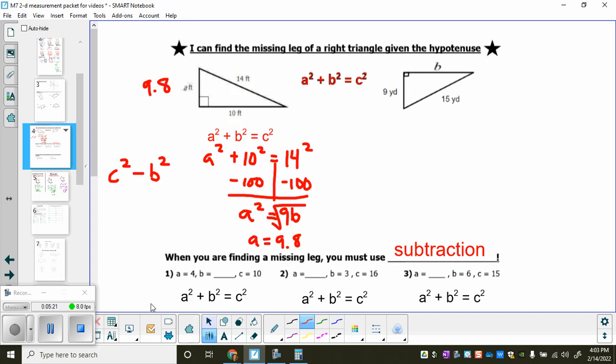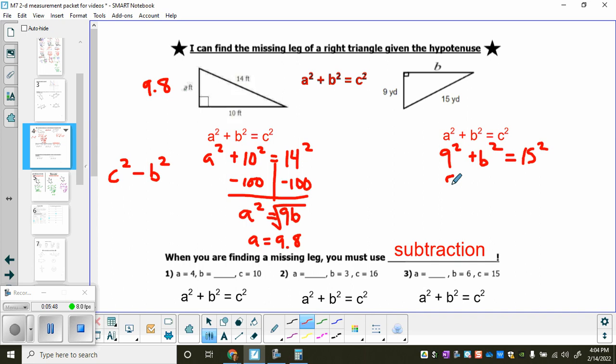All right, cool. Now, let's say you have another triangle, and you've got the hypotenuse, and this time it says B is missing. Over here, A was the unknown. This time, B is the unknown. So we're going to use the 9 squared for A squared. We don't know B squared. And the hypotenuse is 15, so I'm plugging in C, 15 squared. We've got A, B, and C.